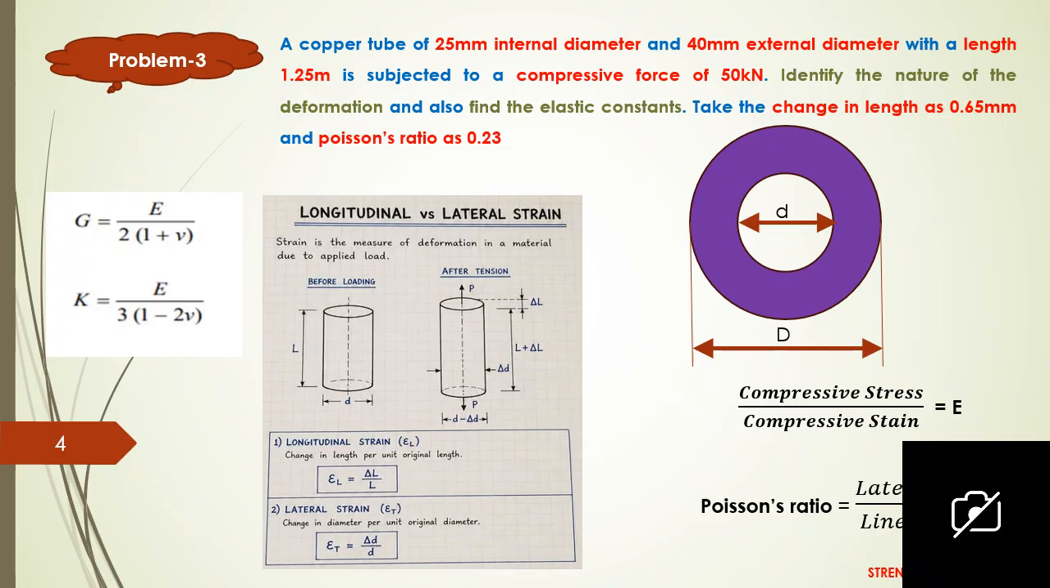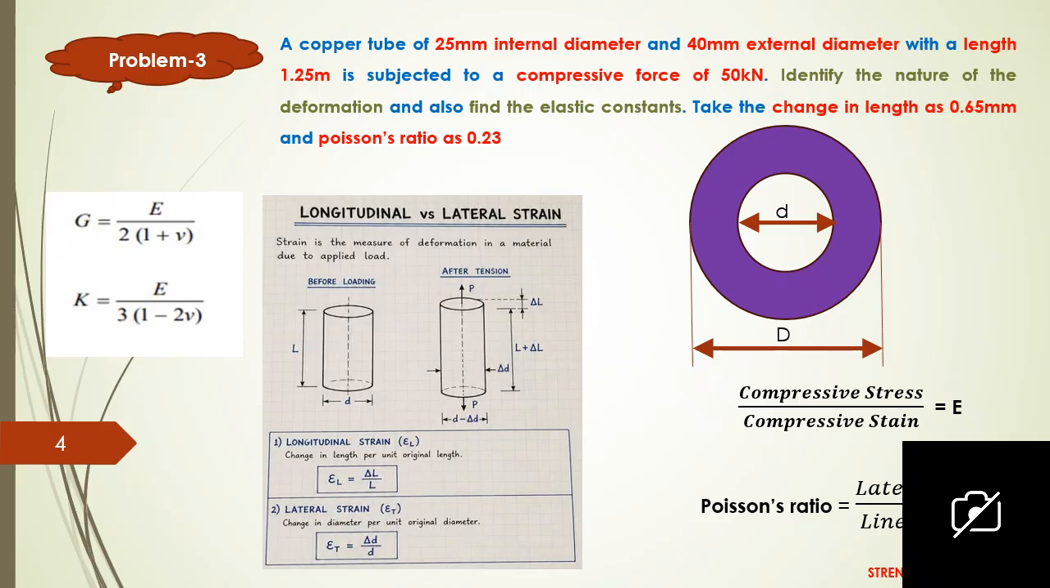Here we are going to solve for hollow sections. So this is the diagram. Internal diameter and external diameter are both given in the problem, that is 25 millimeter internal diameter and 40 millimeter external diameter. The length is also given, 1.25 meter. We have to convert it into millimeter, and here the nature of force is compressive force. The value is 50 kilonewton. We have to convert it into Newton, 50 into 10 power 3 Newton. The first question is to identify the nature of the deformation. Since the force is compressive, the nature is decrease in length.